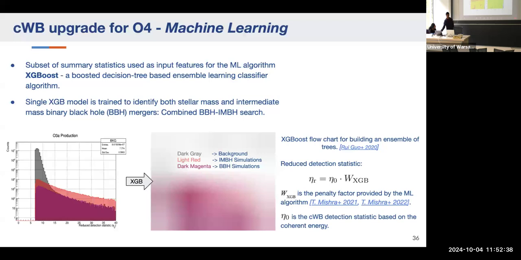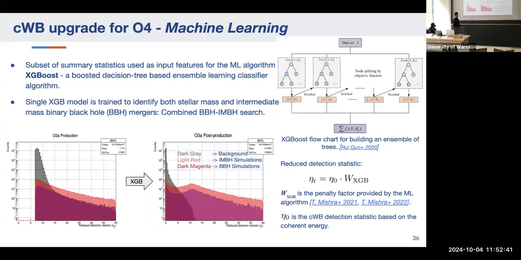Now, the second major upgrade to CWB was in the post-production part, or where we are differentiating between a true signal and noise. And instead of doing it by putting thresholds on the summary statistics, we now use a machine learning method. So what we do is we take a selected set of summary statistics and feed it to a classifier algorithm called XGBoost, where basically it creates an ensemble of decision trees, each based on the previous decision tree, and gives us an output. Now this output is set up such that it goes from 0 to 1. It's called WXGB. And if it is 0, it means that it is most likely a noise event. And if it is 1, then it is a true gravitational wave signal.